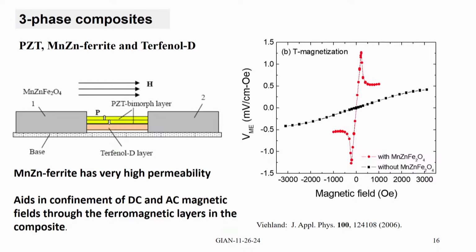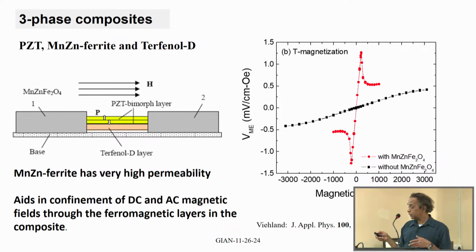Okay, so our collaborators at Virginia Tech came up with this idea of what they call three-phase composites. It is not really three-phase. The composite itself has terfenol-D and PZT. The third phase they talk about is this manganese zinc ferrite at the input and the output arm.